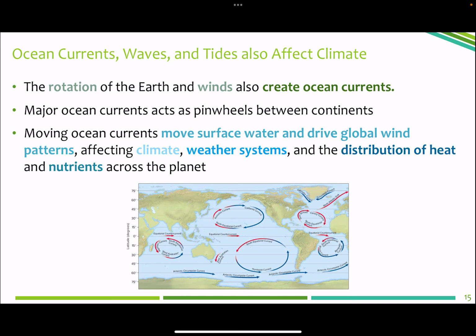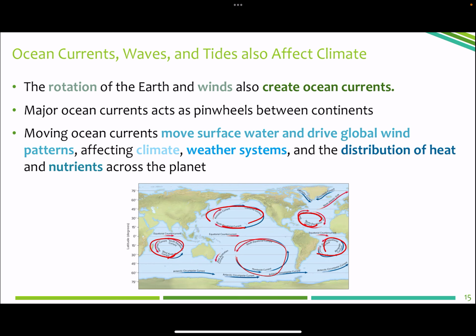Ocean currents and tides also affect local weather. We aren't going to spend too much time on this. I just want to point out that the rotation of the Earth, along with trade winds and jet streams, are also going to affect global and local weather patterns. So the Earth spins, it causes the air to spin, it causes the oceans to spin, and create these circulation patterns. So you can see we've got these circular patterns all around the Earth.